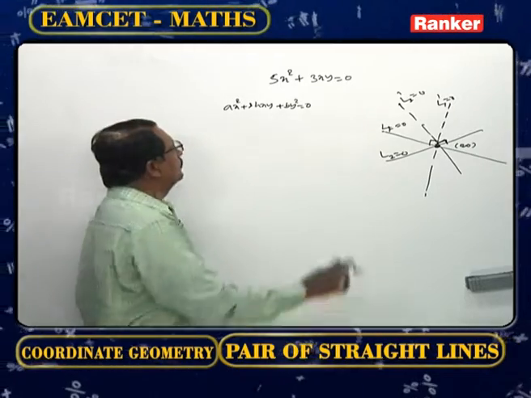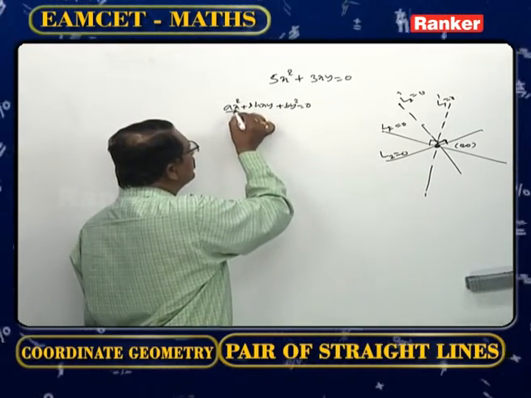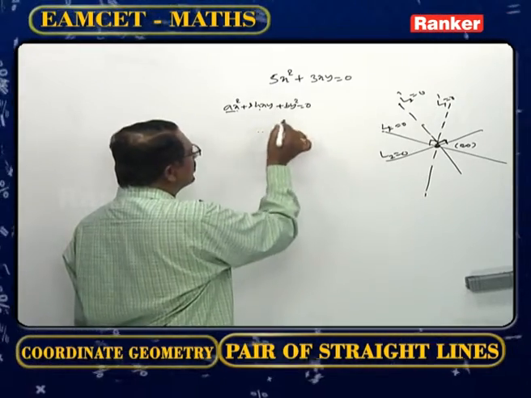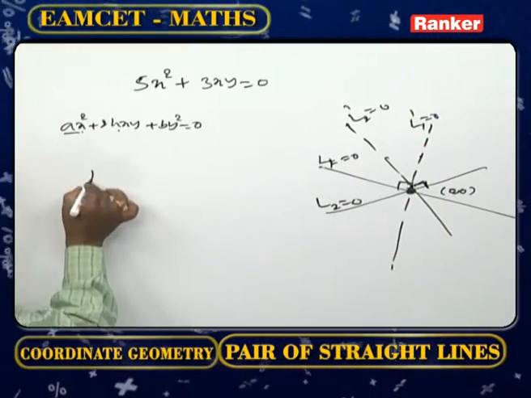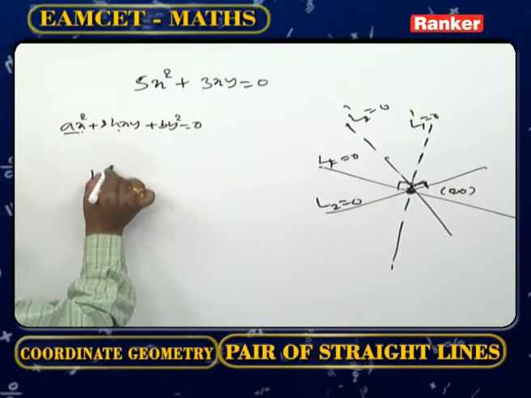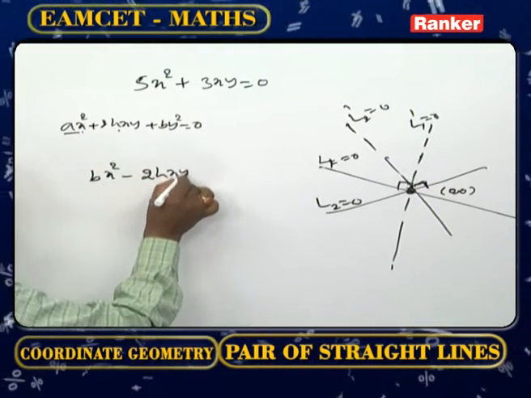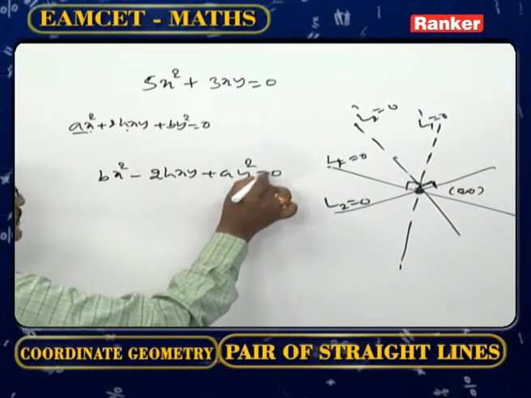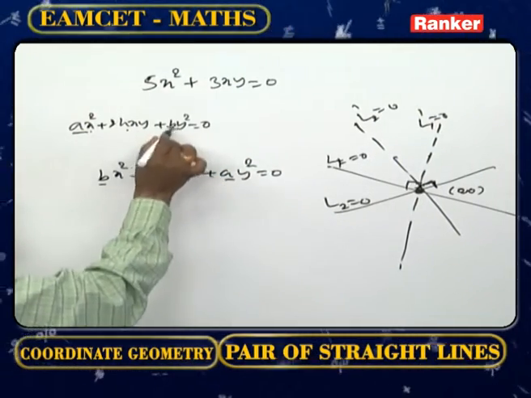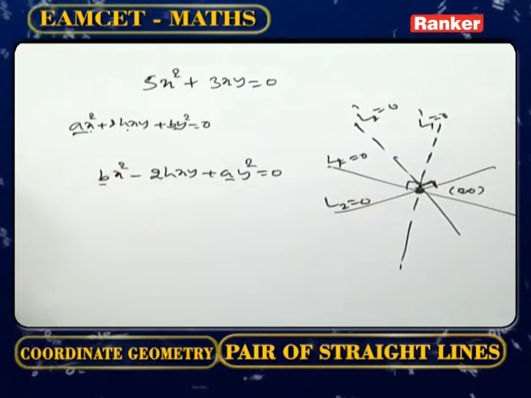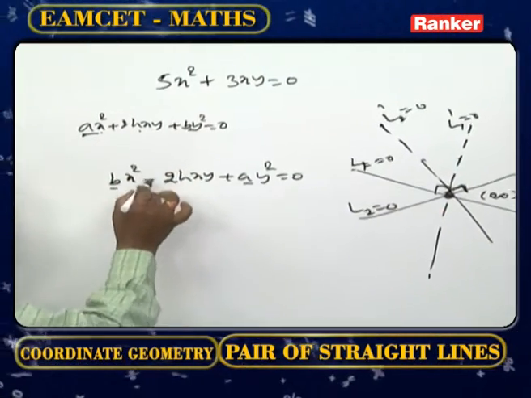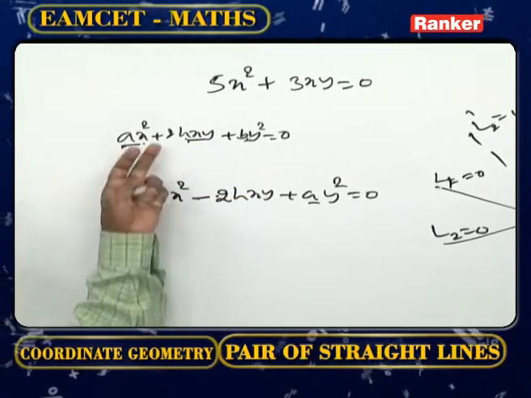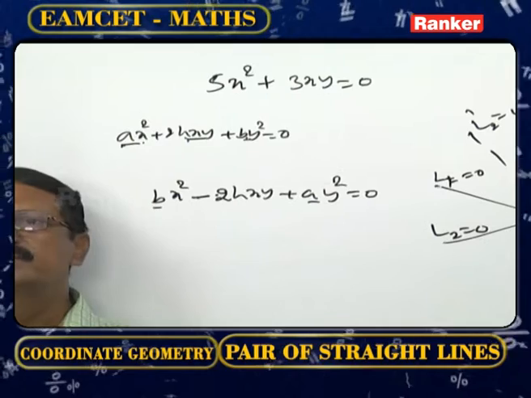Now, if suppose the equation of the pair of lines ax square plus 2hxy plus by square equals to 0, equation of the pair of lines passing through origin and perpendicular to this pair of lines is bx square minus 2hxy plus ay square equals to 0, means just the coefficients of x square and y square interchange, and coefficient of xy sign will be changed. The sign of coefficient of xy changes. If suppose it is plus sign, we get minus, minus we get plus.